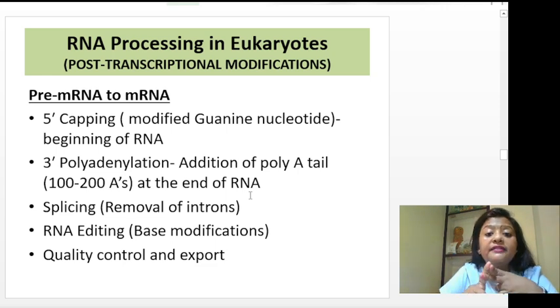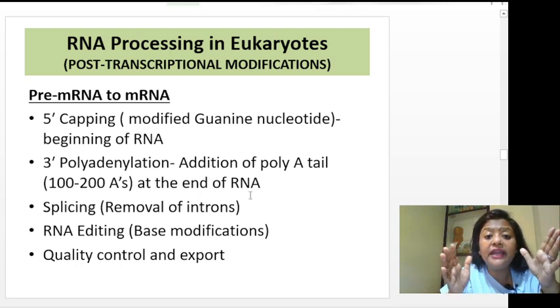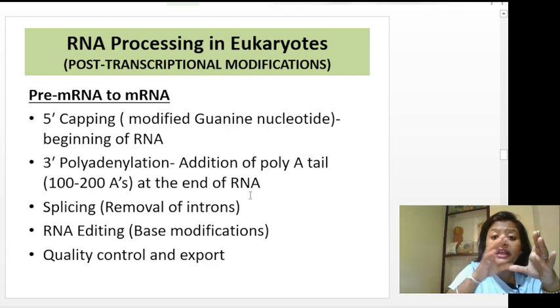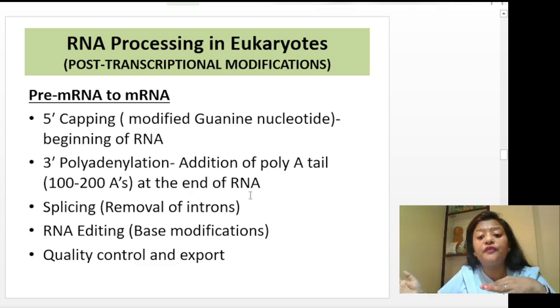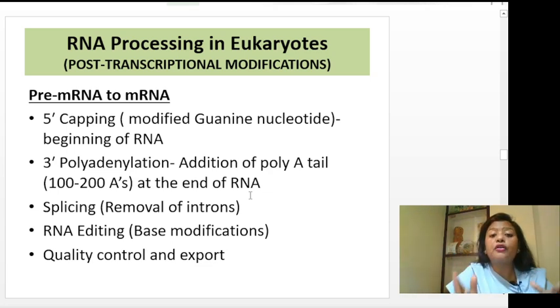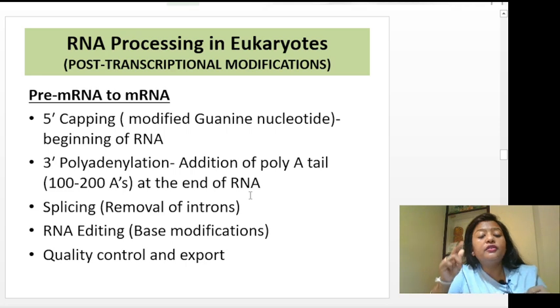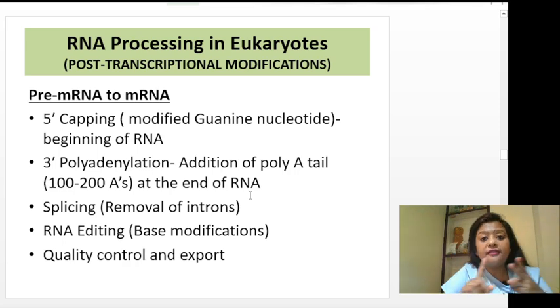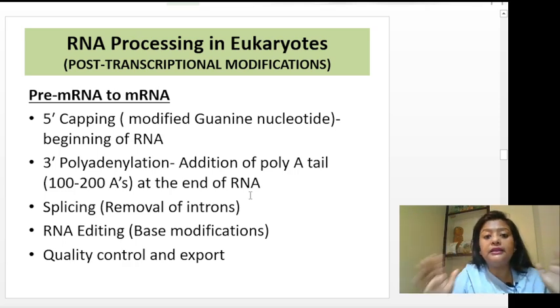Other step is your polyadenylation process. What happens? A poly-A tail, that means many A's, around 100 to 200 A's are being added at the end of the RNA. So it's called addition of poly-A tail. This is called polyadenylation. Since capping is occurring in the beginning, it is at the 5' end, known as 5' capping. And adenylation is occurring at the end, the 3' end, known as 3' polyadenylation. These two are there for keeping the mRNA intact.